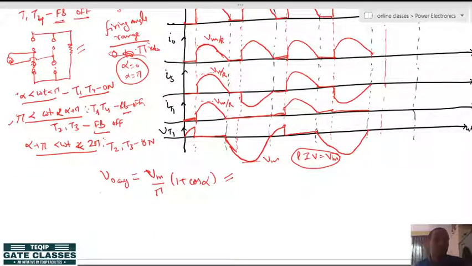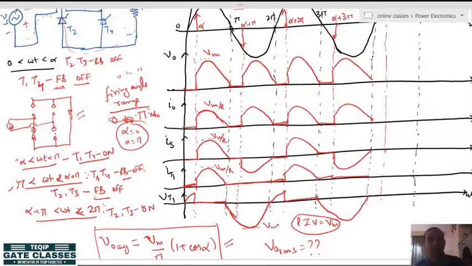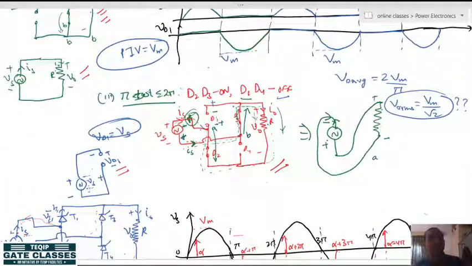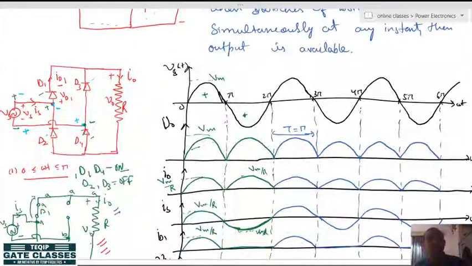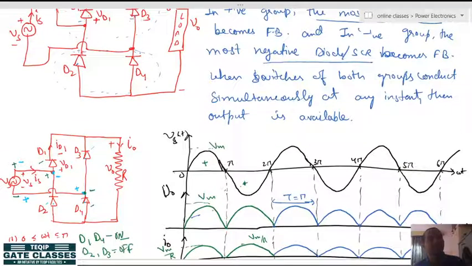So, now you have to find the RMS value of output voltage, calculate it, and please put the answer of these two questions: V naught RMS in case of controlled rectifier, and why in case of diode rectifier the RMS value of output voltage is Vm by root 2.